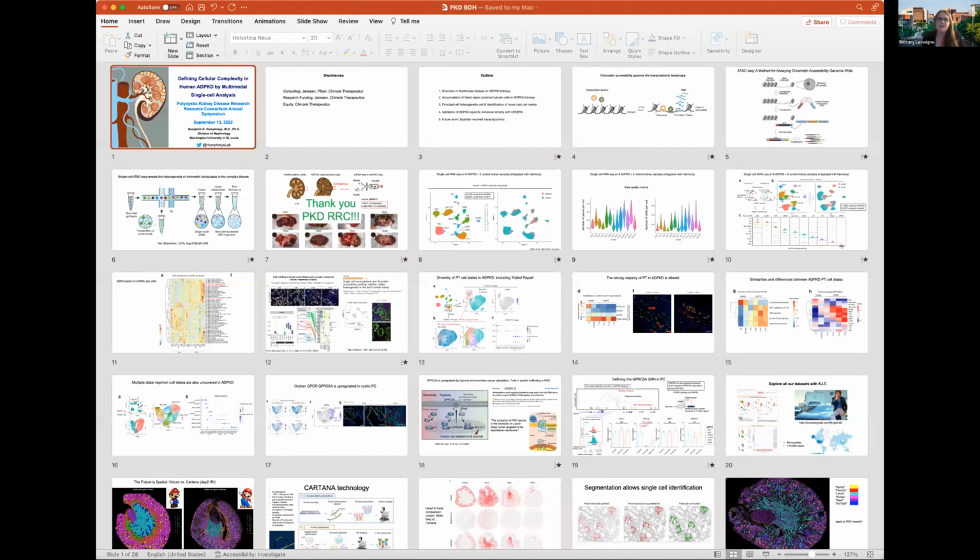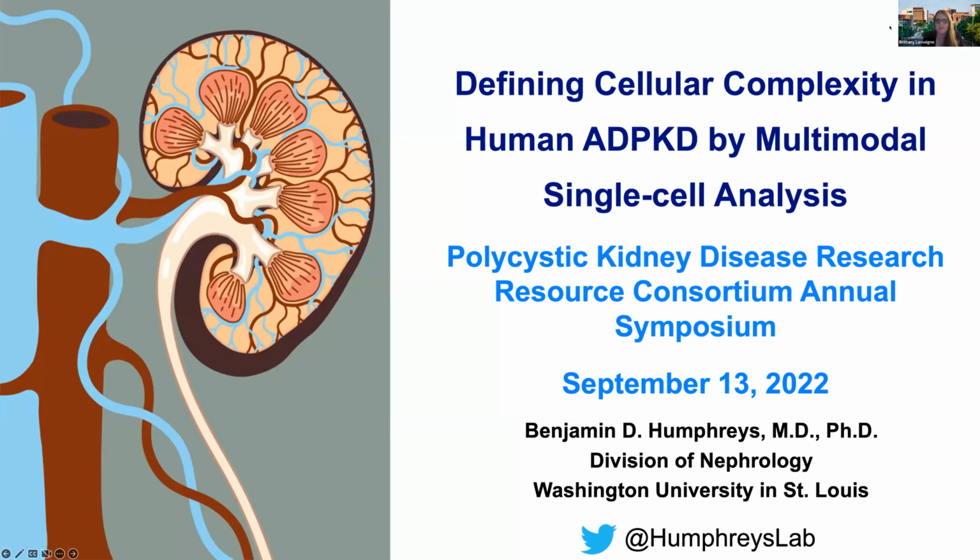Our first speaker today is Dr. Benjamin Humphreys. He received his AB from Harvard College and his MD and PhD from Case Western as part of the medical scientist training program. He trained in internal medicine at Massachusetts General Hospital and in nephrology at Brigham and Women's Hospital and Massachusetts General Hospital. He's chief of the Division of Nephrology and the Joseph Friedman Professor of Renal Diseases in Medicine at Washington University in St. Louis, and he also currently serves as president-elect for the American Society of Clinical Investigation.